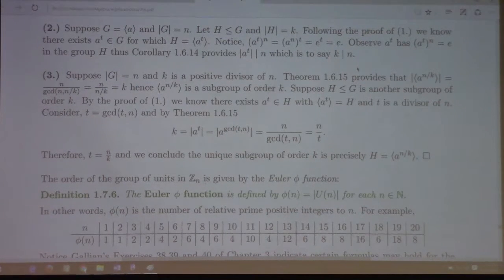So part 3 is pretty straightforward. It's just, again, using all the ingredients we have so far. You have a subgroup of order n. You got a positive divisor k. We use the theorem we proved earlier today to show that the order of the subgroup generated by a to the n over k is equal to n divided by the greatest common divisor of n and n over k, which, by the way, is n over k, right? So that gives you k. Consequently, we get a subgroup of order k is generated.